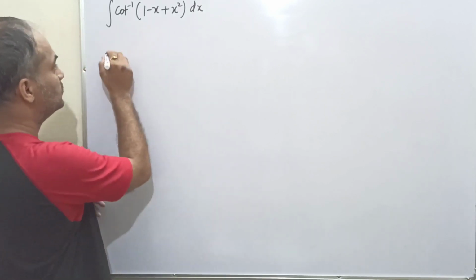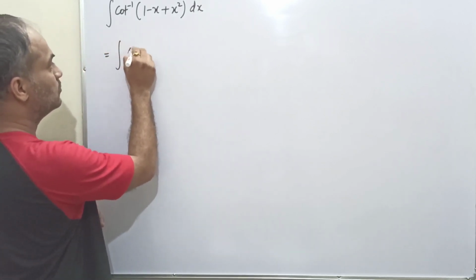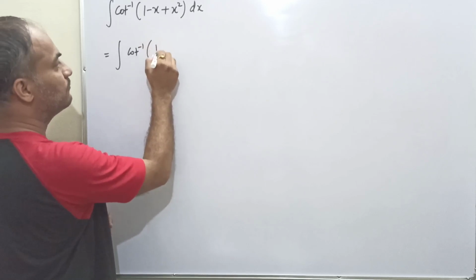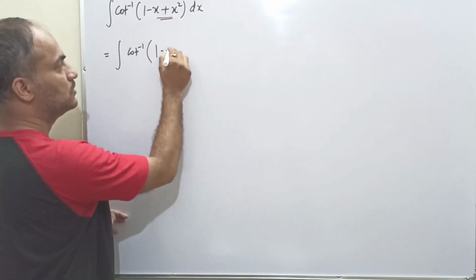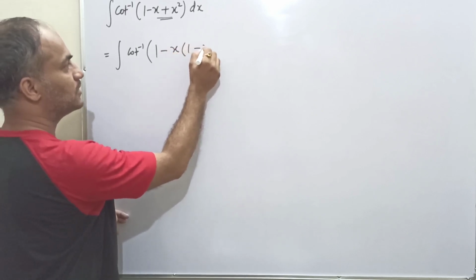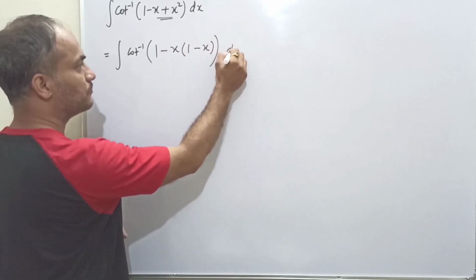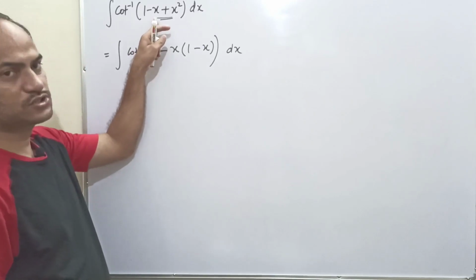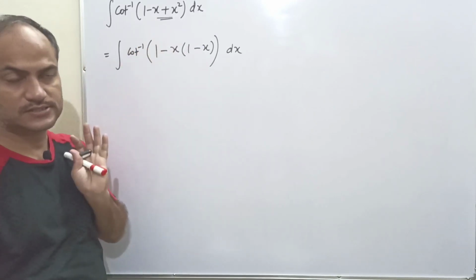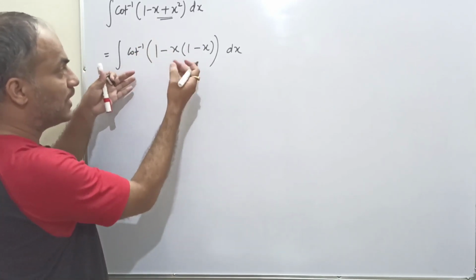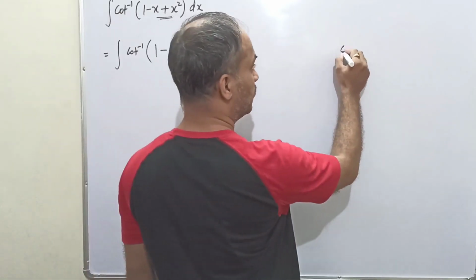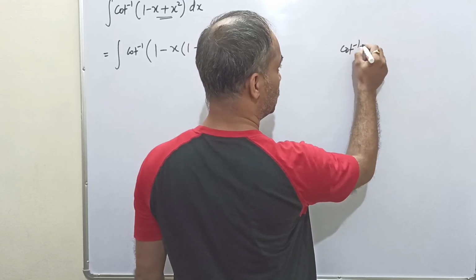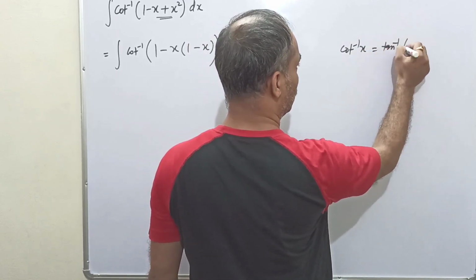Okay, so let us see this cot inverse. We can write 1 minus, if we take something common from these two terms, we get 1 - x. Okay guys, so what is this? I have taken minus common and this has become like this. Now if we write this entire term in terms of tan, so what is the formula? Cot inverse x is equal to tan inverse 1/x.